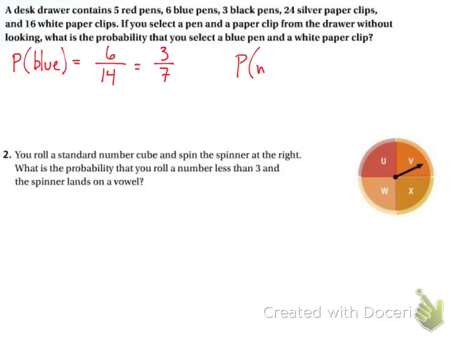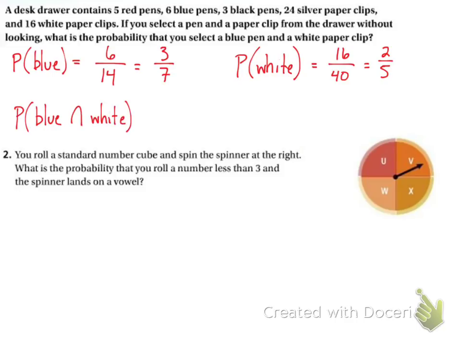The probability of choosing a white paper clip: there are 16 white paper clips out of 40 total. That reduces down to 2/5. And so again, to find the probability of blue and white, so blue pen and white paper clip, I'm going to take the two probabilities and multiply them by each other. So 3/7 times 2/5.